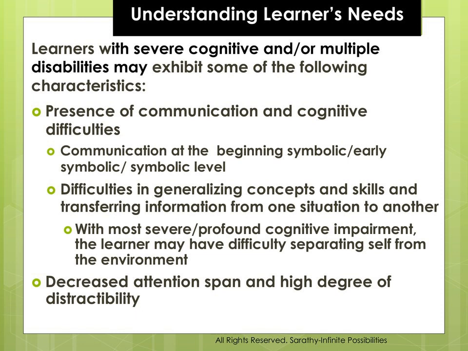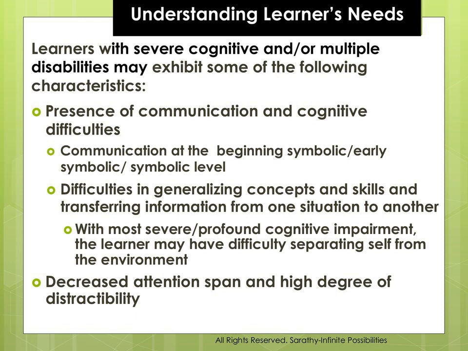Usually students with severe and multiple disabilities may have communication and cognitive difficulties. Their communication could be at the beginning symbolic level, which would mean they are using vocalization, they may be using pointing, they may be using eye gaze, they may be using body movement, and with the whole body they might try to reach. And we have to make adaptations that will take advantage of the way the student communicates.